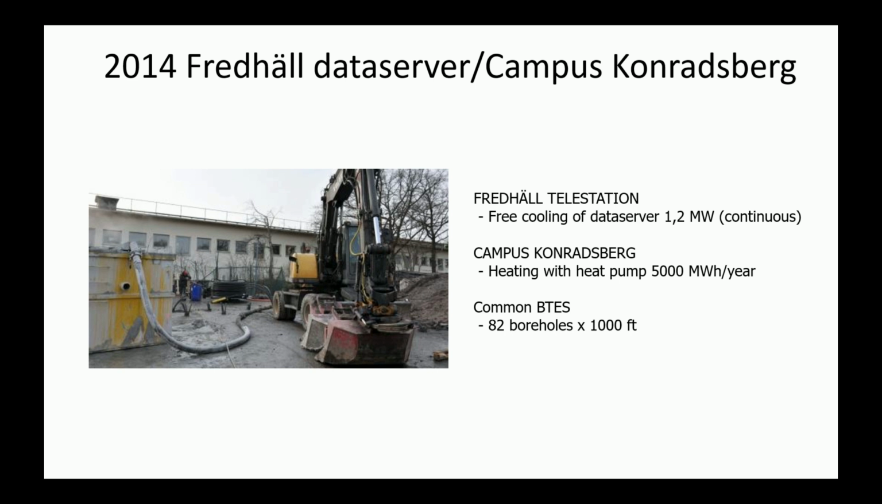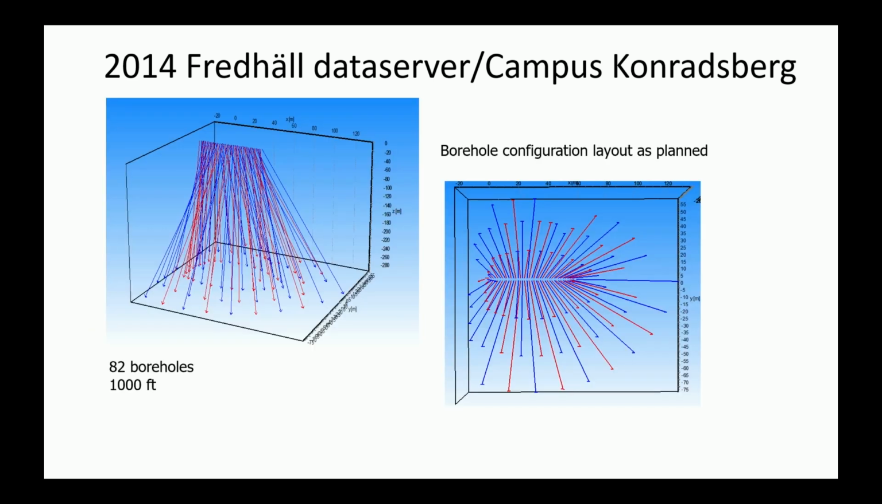It's the same. The heat goes directly to the heat pump in the campus. 82 boreholes, and they are placed in a trench, and the spacing between the boreholes is 5 feet, so it's 40 boreholes in one row, and there is 5 feet also between the rows. So it's very compact. It's 200 feet long and 1.5 or 5 feet wide.